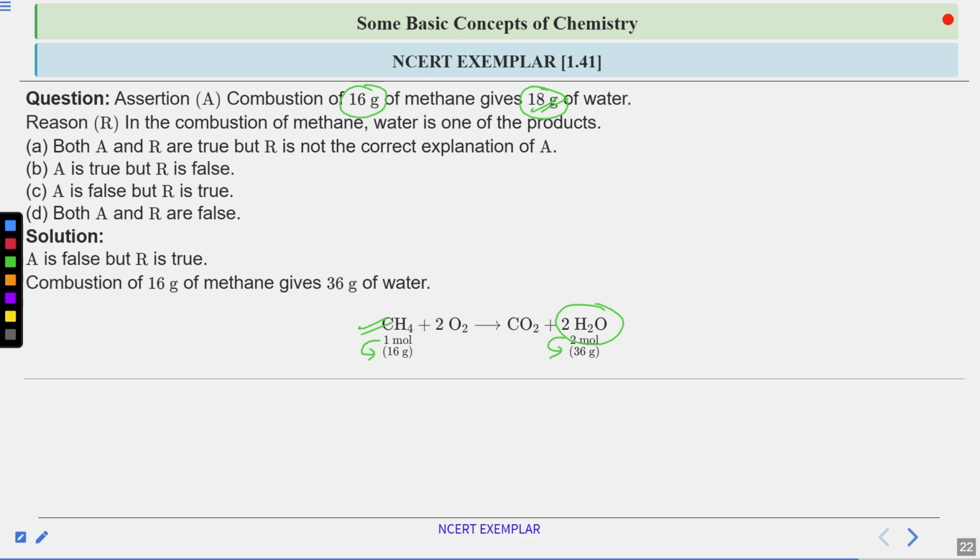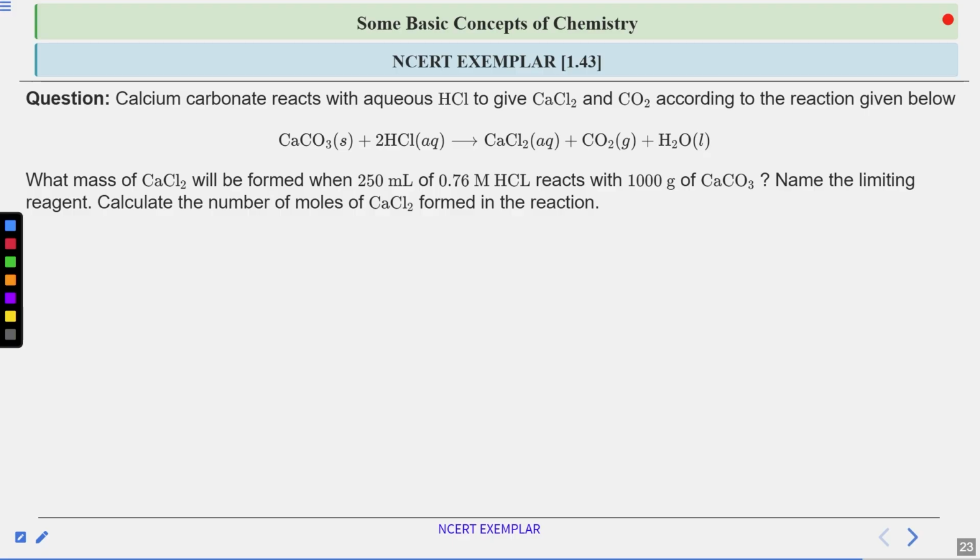Okay. Let us move further. So this question says that calcium carbonate reacts with HCl to give calcium chloride, carbon dioxide and water. Now, what mass of calcium chloride will be formed if 250 ml of 0.76 molar HCl reacts with 1000 gram of calcium carbonate? Name the limiting reagent, and calculate the number of moles of calcium chloride formed in this reaction. Now a long question is there against you. What should we do? We will try to solve it one by one.